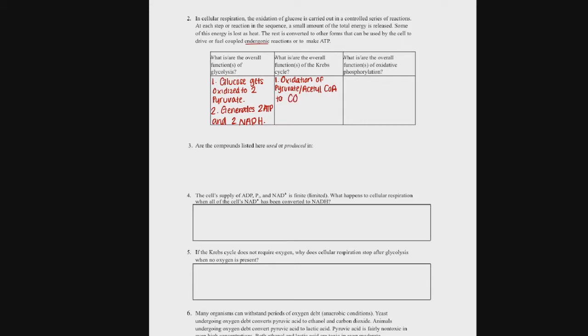2 CO2. Once again, thank you guys for your patience. And 2, the Krebs cycle generates 2 GTP, 6 NADH, and 2 FADH2 per glucose. So it generates 2 GTP, 6 NADH, and 2 FADH2.